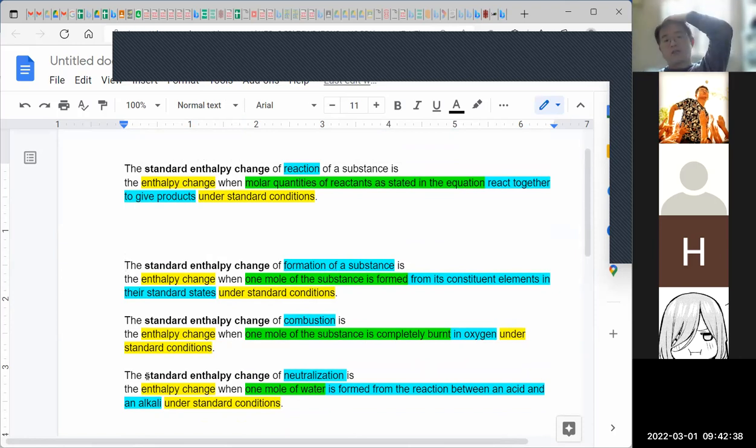So could you please take a picture of that? Keep this in your mind with great care about these 4 definitions. Any questions?